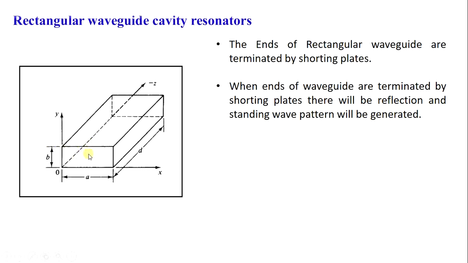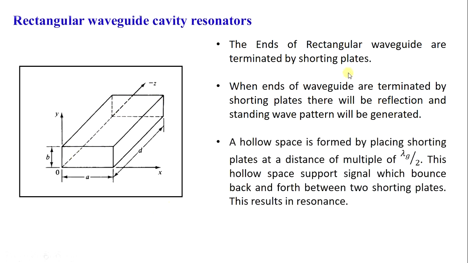So by keeping these shorting plates at the ends of the waveguide, a hollow space is formed, which causes the signal to bounce to and fro between these two plates. The length of this cavity resonator, denoted with D, must be a multiple of lambda g by 2. What will happen because of this? This will avoid the subtraction of the incident and the reflected signal.